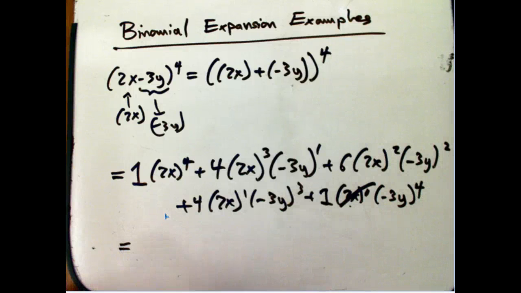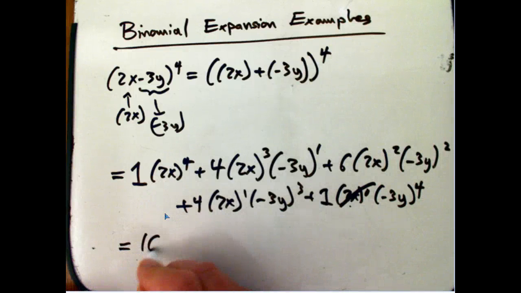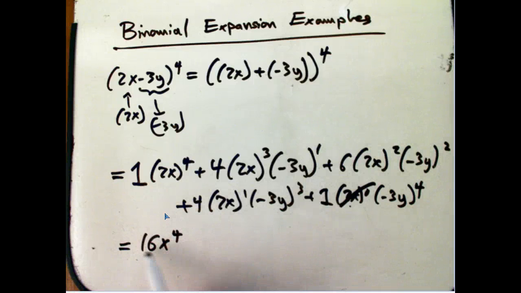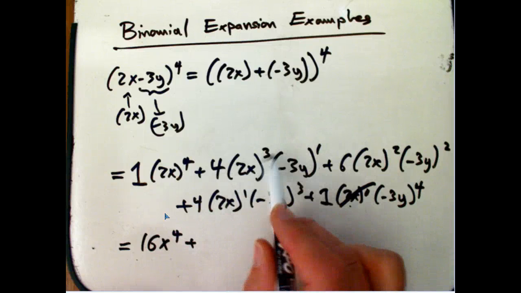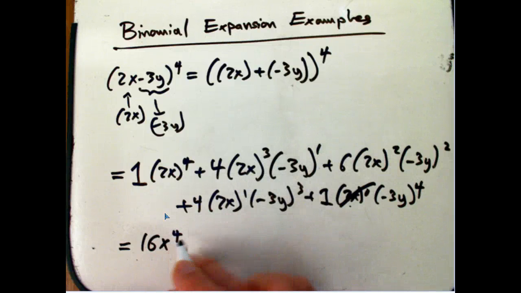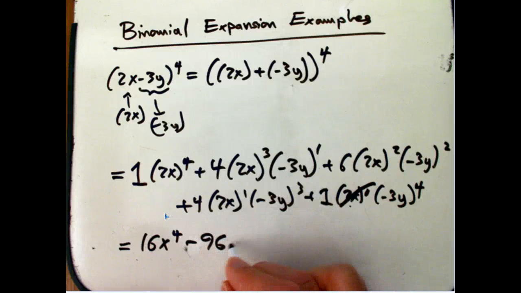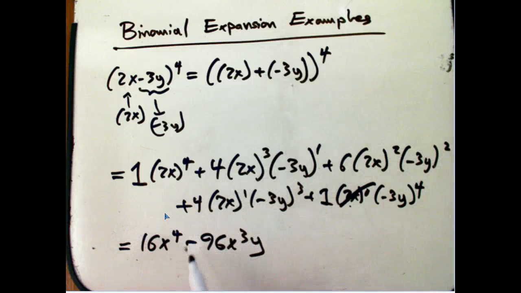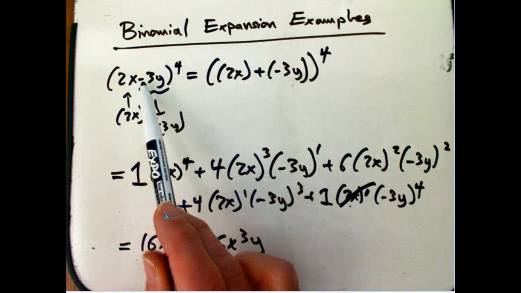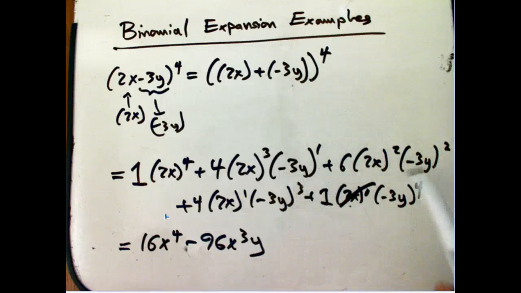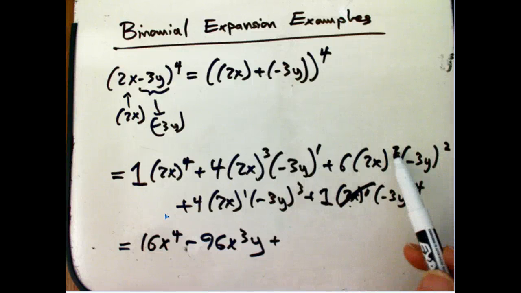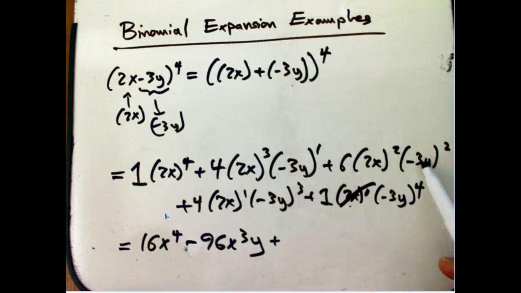And now I just tidy it up. 2 to the fourth is 16, so it does not start with 1 because the 2 is contributing. Plus 4 times 8, 32, so it's minus 96 x cubed y. And this is a very common thing. When this is a minus, you get alternating signs, because sometimes these powers are odd and the minus sign lives. The next one, for example, the minus sign is going to die because it's a minus sign squared. So let's see, 4 times 6 is 24, times 9 is 216.